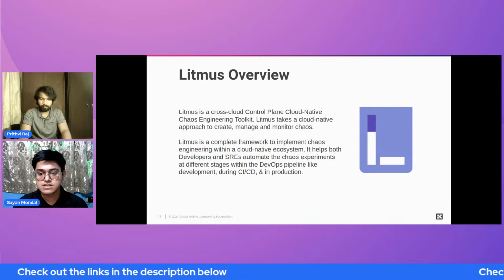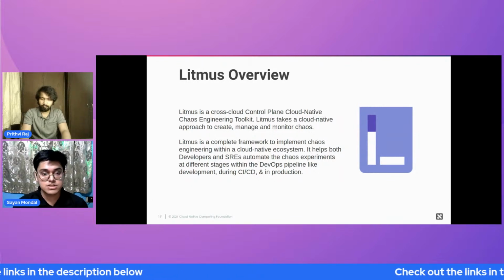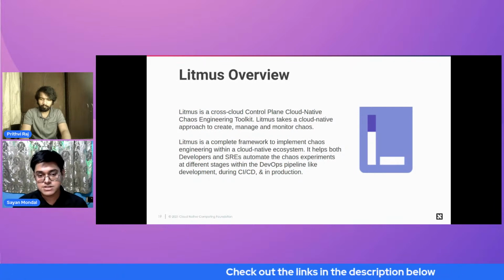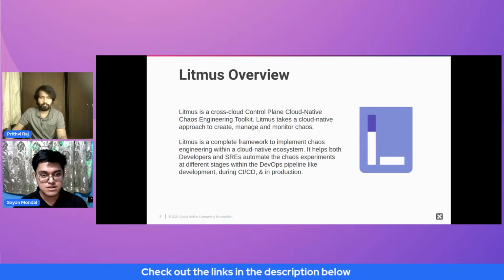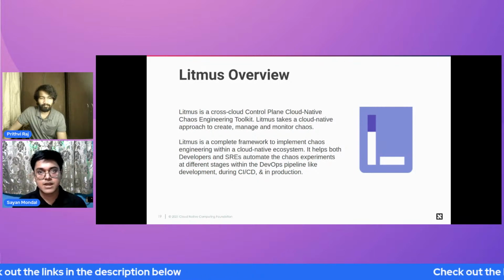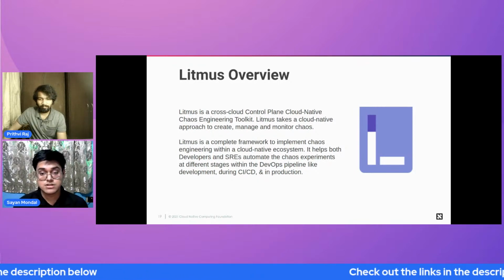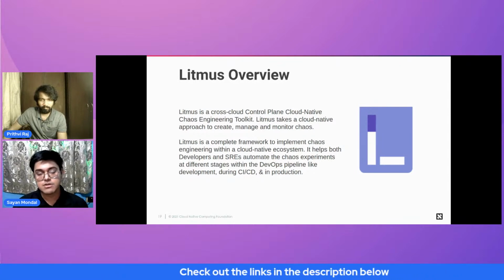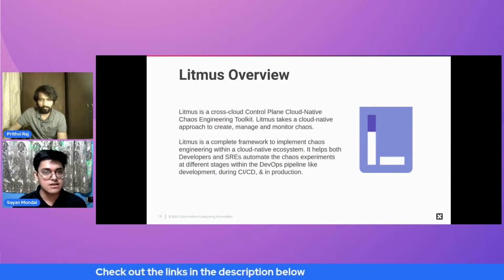But what exactly is Litmus? Litmus is a cross-cloud control plane for cloud-native chaos engineering applications. Now, let me break it down. It's a mouthful. So what is cross-cloud? Cross-cloud is basically, you can run this portal, this control plane, on AWS, for example. I'm not specifying it. You can run it on GKE, AKS as well.